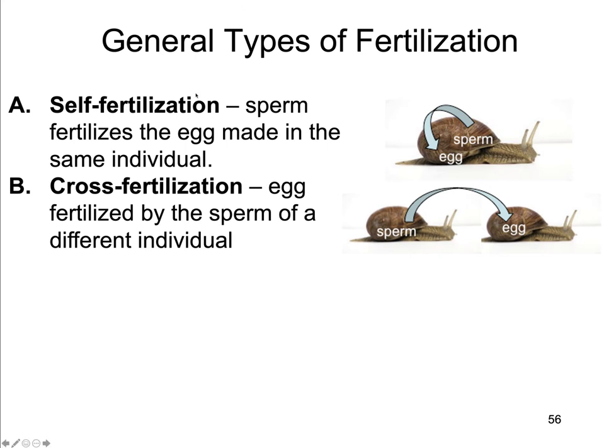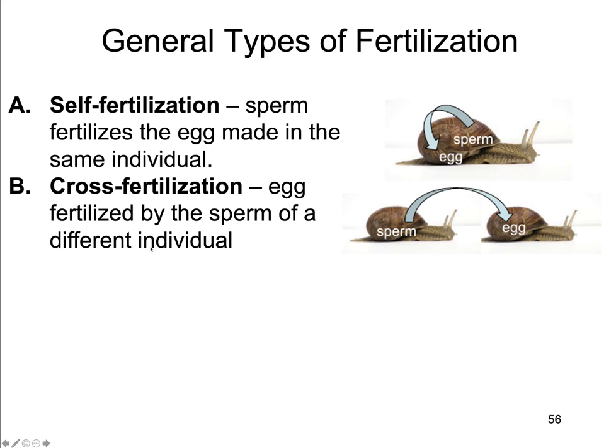So in self-fertilization, essentially you're fertilizing yourself. The same individual is fertilizing themselves. One individual produces sperm, and those sperm go on to fertilize an egg that individual has produced. So sperm fertilizes egg made by the same individual.